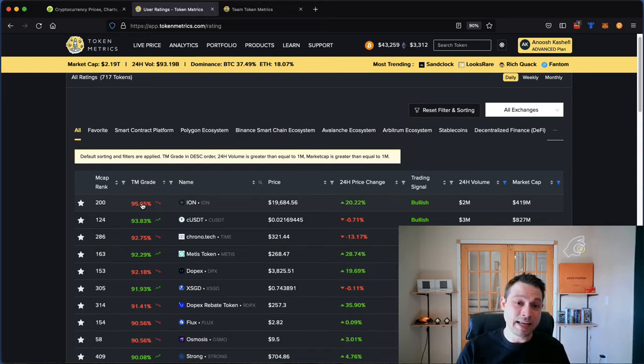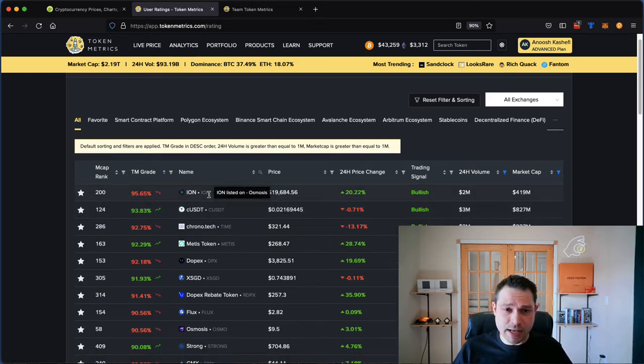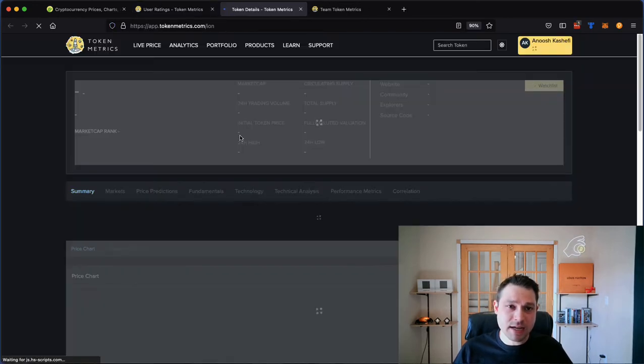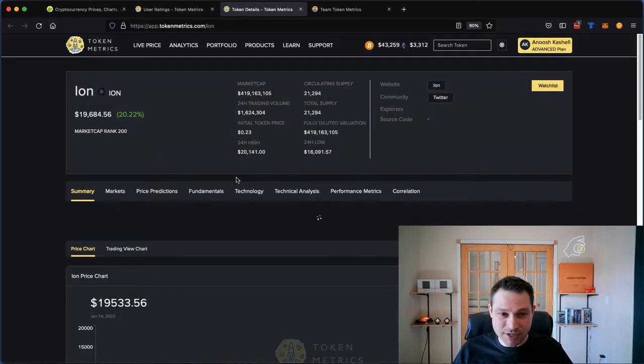It's finding hidden gems that people do not know about, people are not talking about, and that can potentially return massive gains for you, okay? And I'll show you that right here in front of your eyes, okay? As you can see, the higher the TM grade, the better, or the higher the potential according to the AI, okay? So if you check out Ion, you can see here the market cap, all this information. You dive in, and there's so much information inside of these tabs.